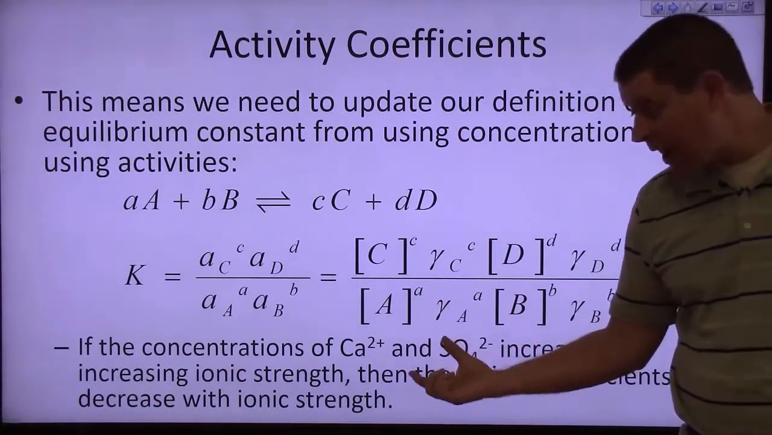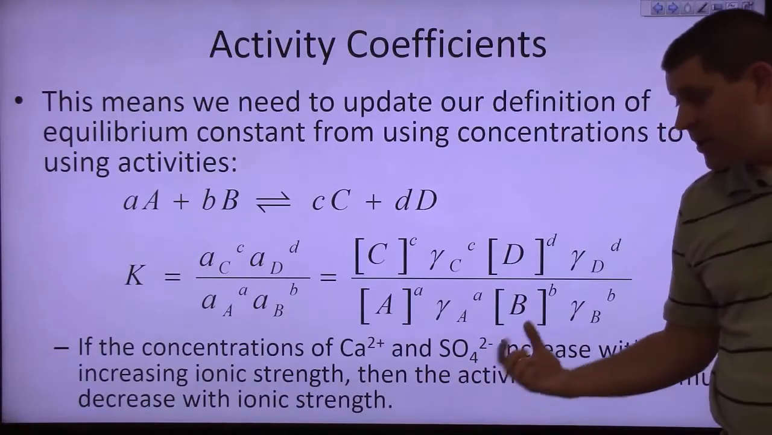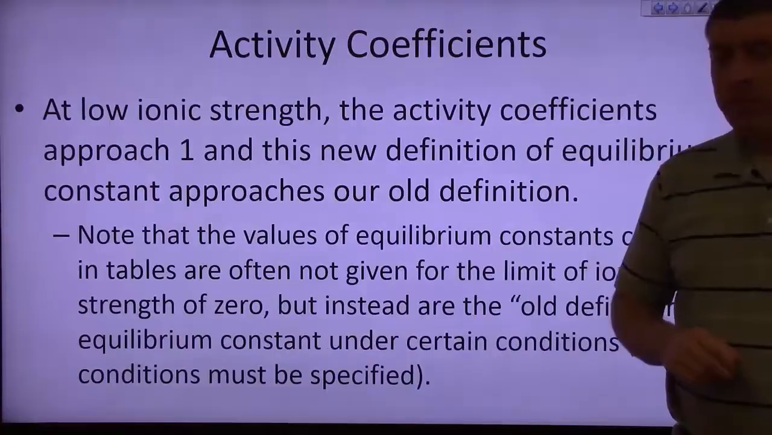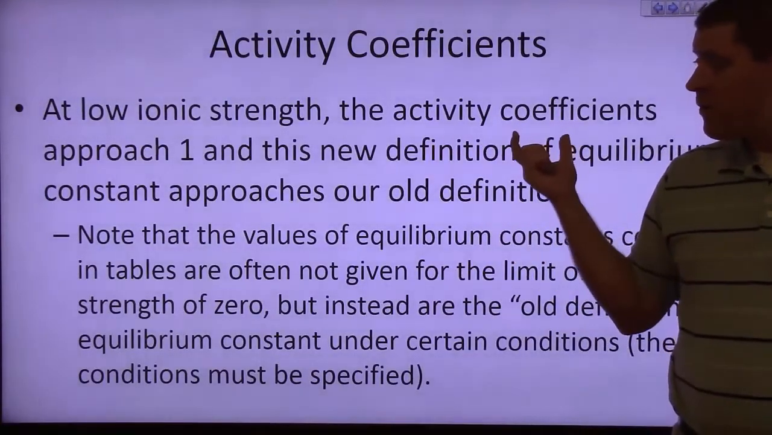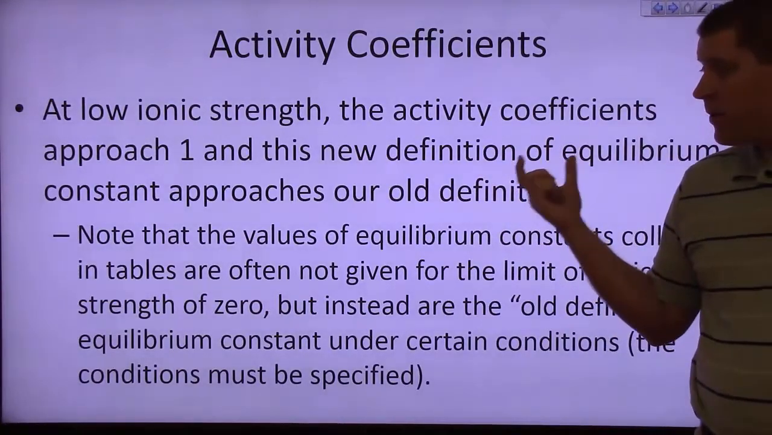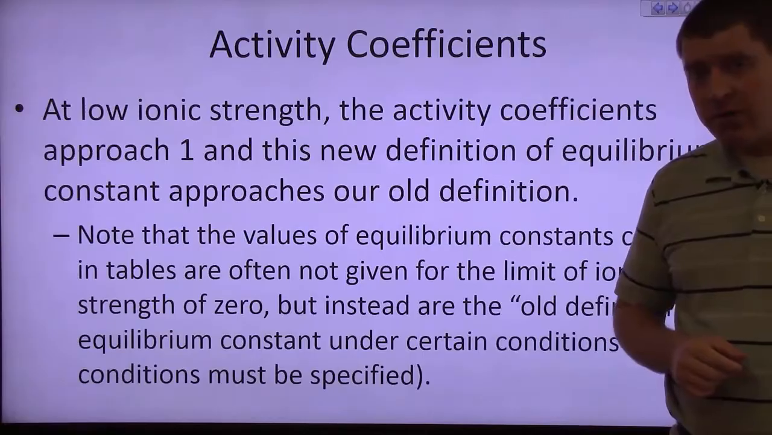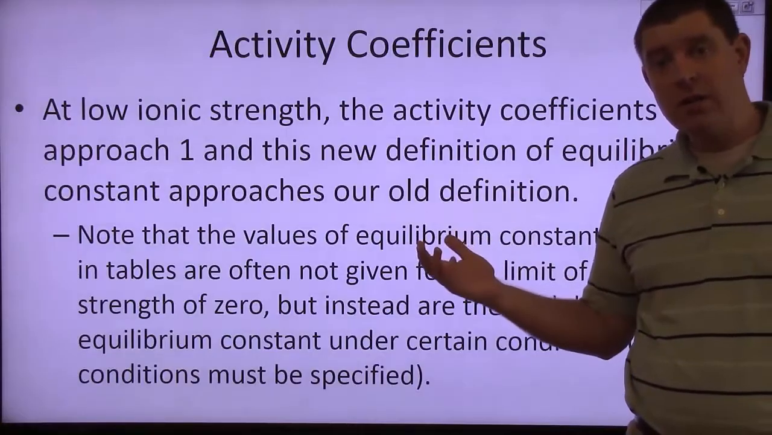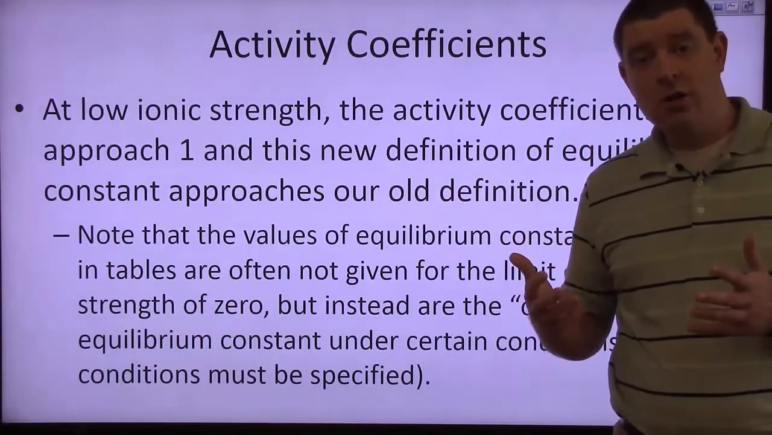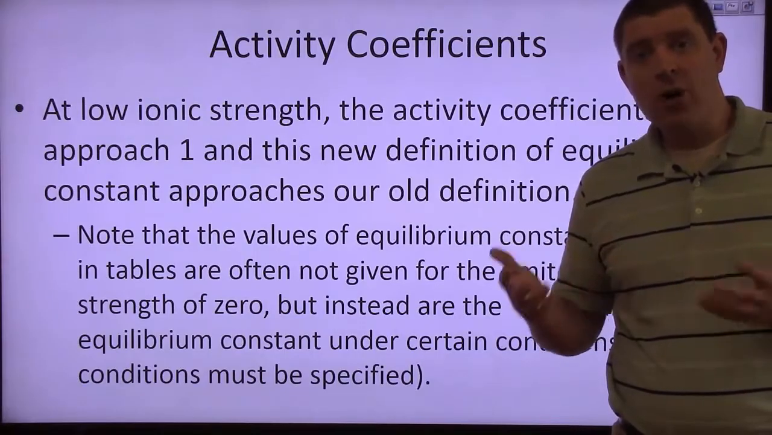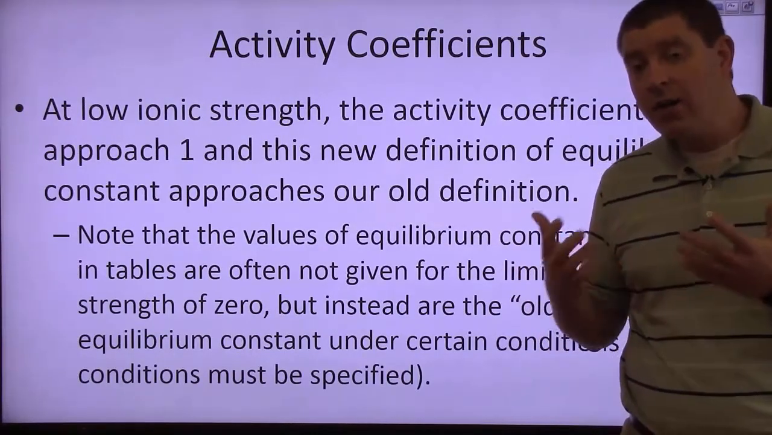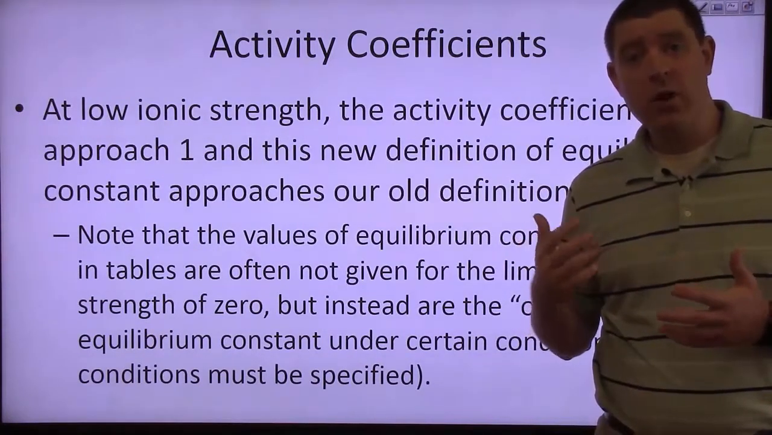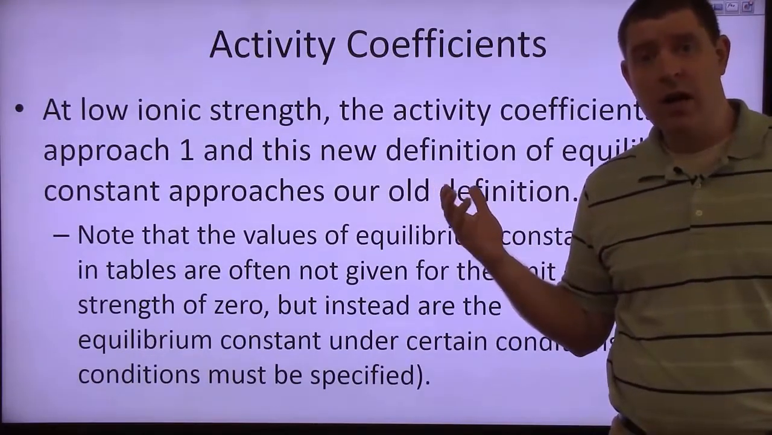Now, if the concentrations of calcium ion and sulfate ion increase with increasing ionic strength, then the activity coefficients must decrease with ionic strength. So at low ionic strength, the activity coefficients approach 1, and this new definition of equilibrium constant approaches our old definition of equilibrium constant. That is, in dilute solutions, the difference between our new equation with activities and the old equation with just the uncorrected concentrations will be approximately the same value. They will approach one another. But at higher concentrations, our old version with just the concentrations will begin to fail, and it will fail more and more so as the ionic strength gets higher, as the concentrations get higher.